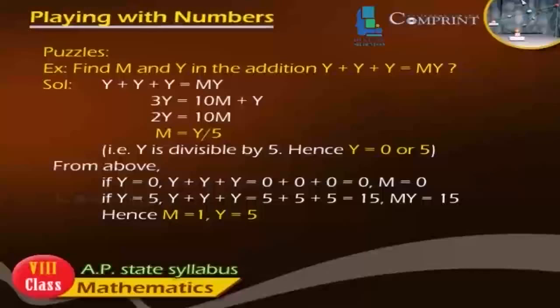From above, if y is equal to 0, y plus y plus y is equal to 0 plus 0 plus 0 is equal to 0, m is equal to 0. If y is equal to 5, y plus y plus y is equal to 5 plus 5 plus 5 is equal to 15. Therefore, my is equal to 15. Hence, m is equal to 1, y is equal to 5.